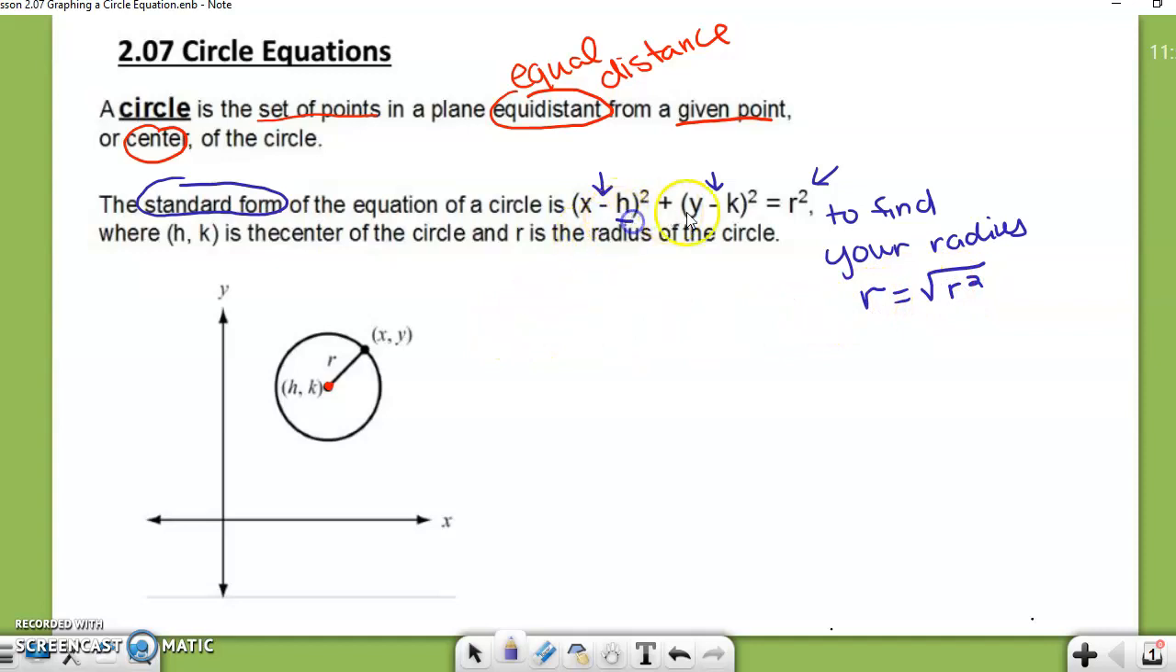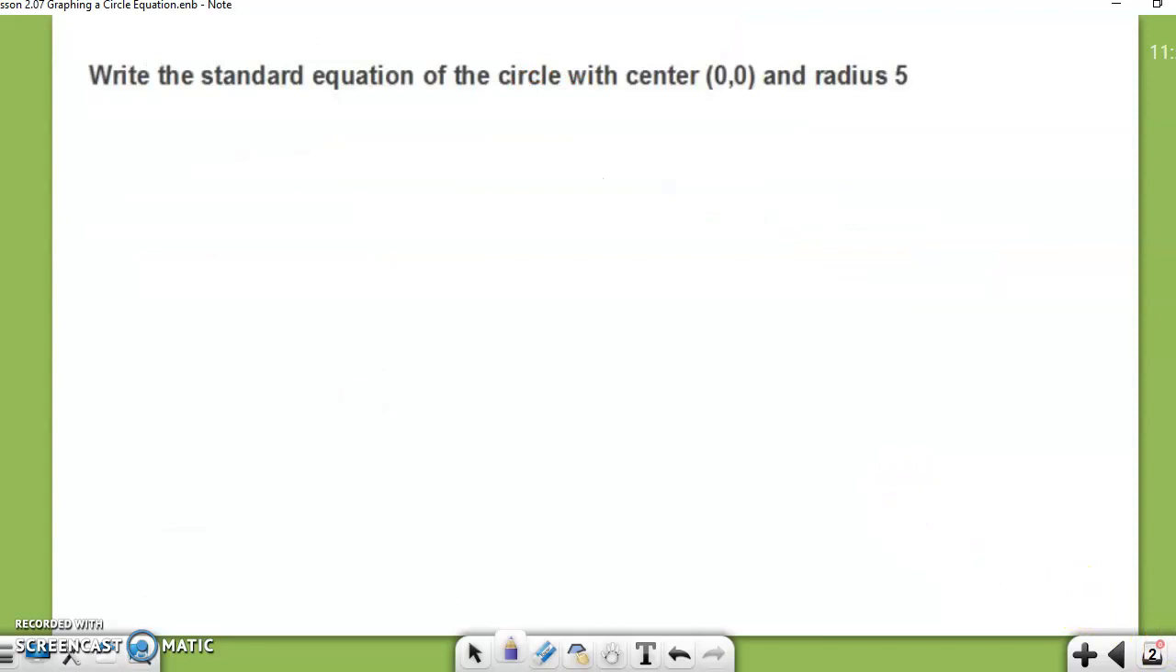This h and this k are the center point. You notice them down here. Okay, so let's take a look at some examples together.